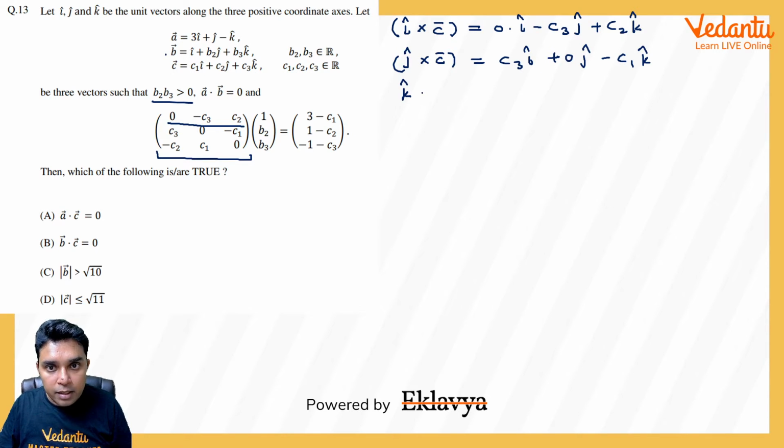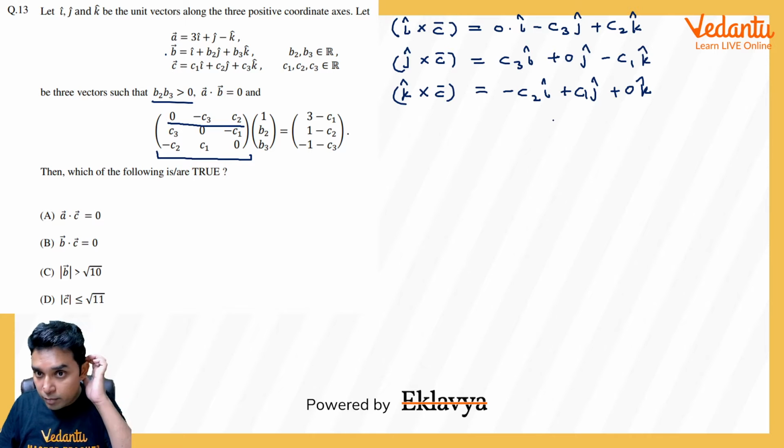Similarly, if I take K cross C, it will be equal to the last row, that is minus C2 I cap plus C1 J cap plus 0 K cap. It can be checked. K cross I is J, so with plus sign C1 J you can check. K cross J is minus I, so C2 with minus sign. So actually this matrix's rows are coming out from I cross C, J cross C, K cross C.